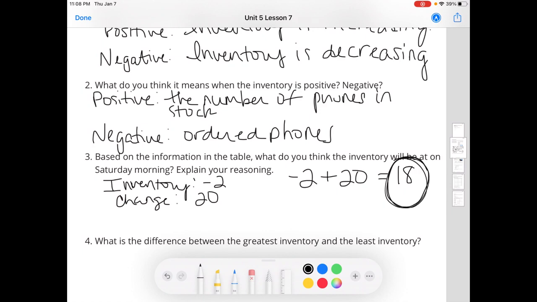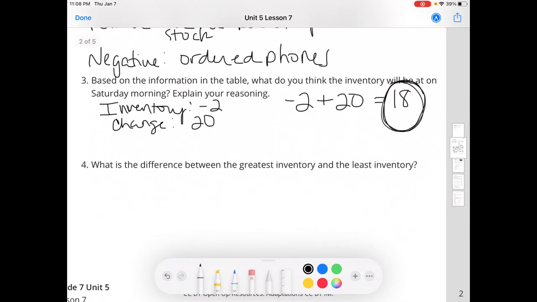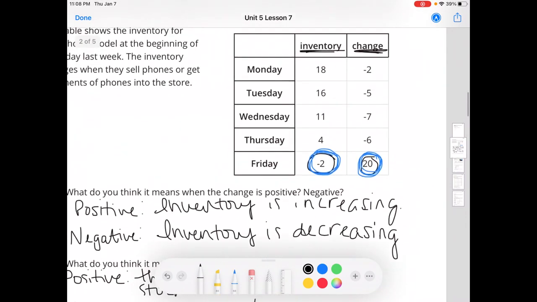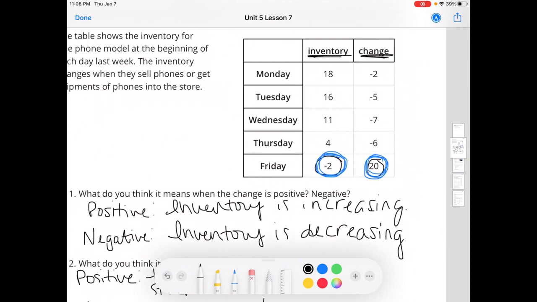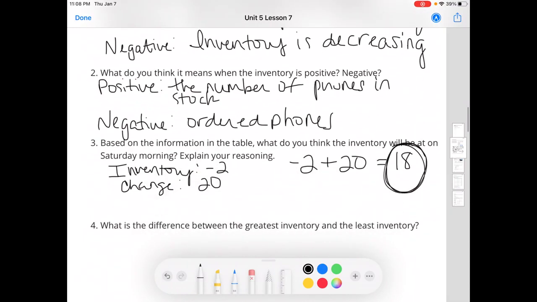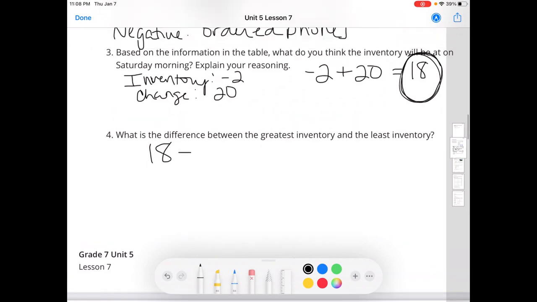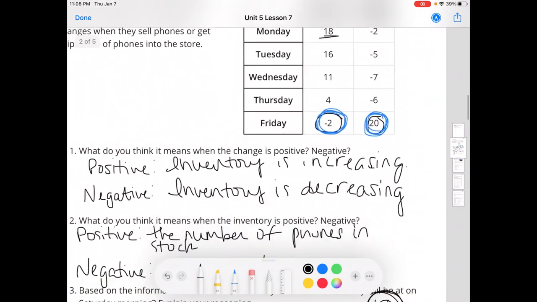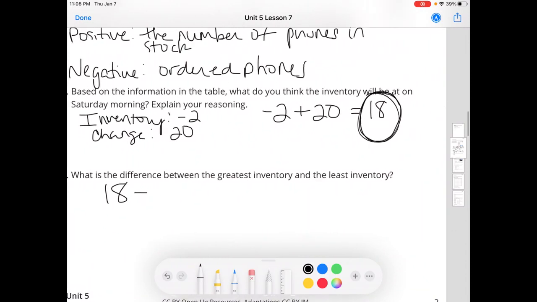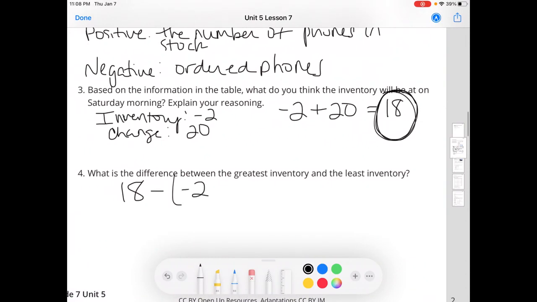Number 4 says, what is the difference between the greatest inventory and the least inventory? If we look back at our table, our greatest amount of inventory was 18 phones. Our least amount of inventory was -2 phones. And we want to know what the difference between those are. So 18 minus -2.